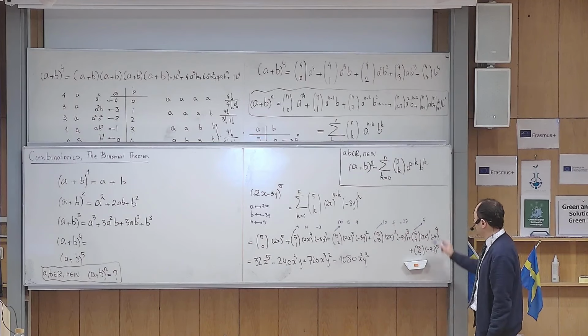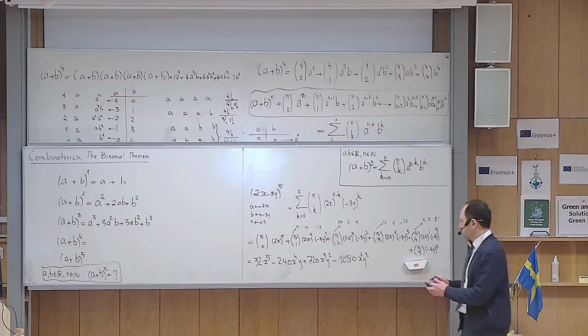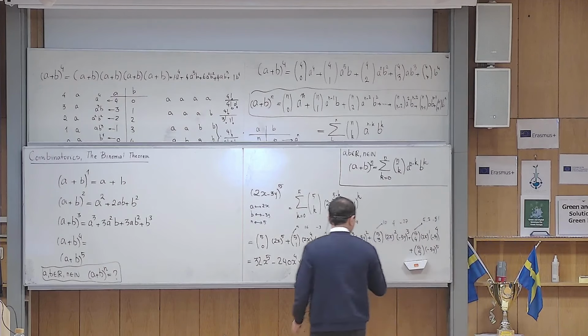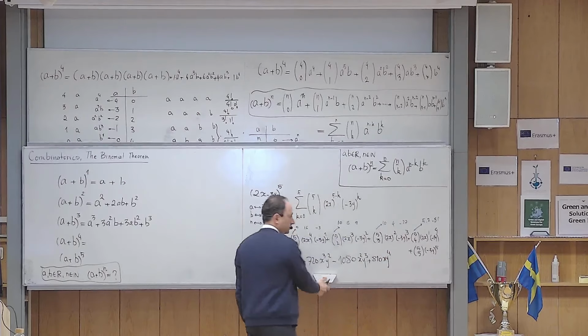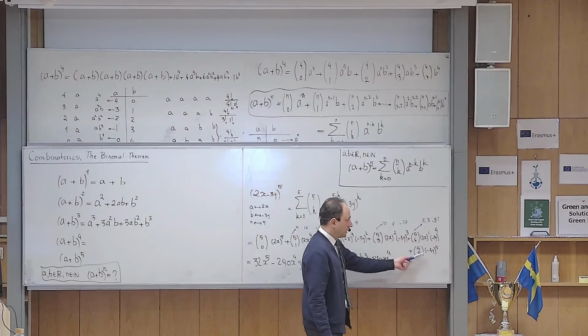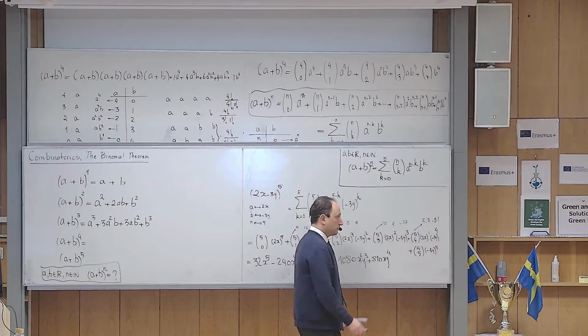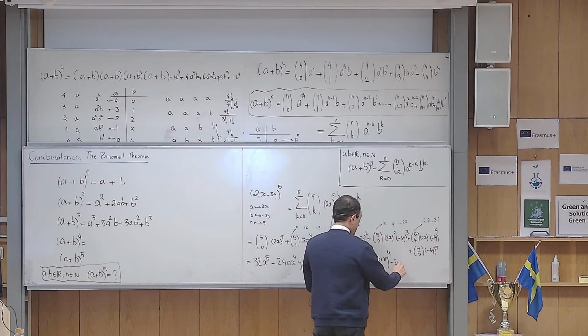But this time this becomes 2, and then this becomes what? 81. It's very simple, so we were lucky. This becomes plus 810 x y to the power of 4. Yes? And then finally, this is just 1, and this is minus 243. So it is just minus 243 y to the power of 5.